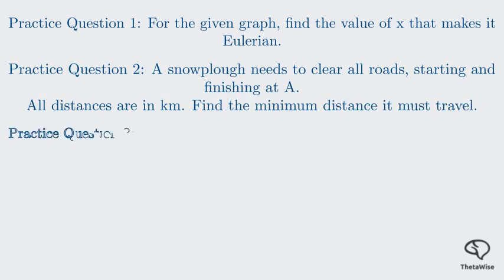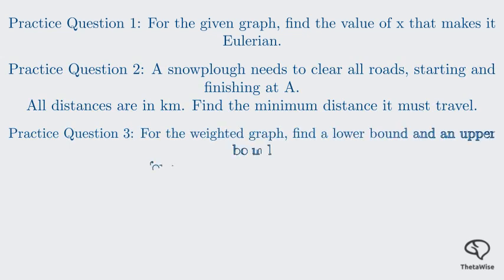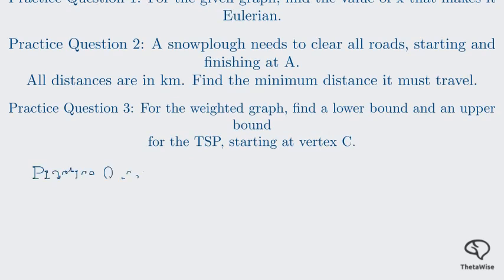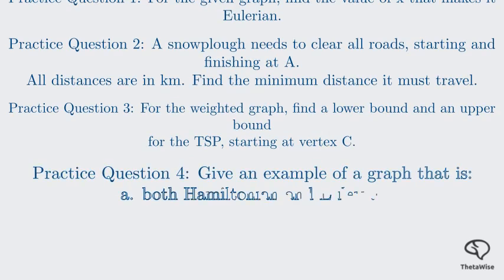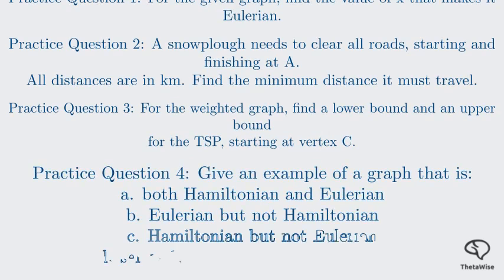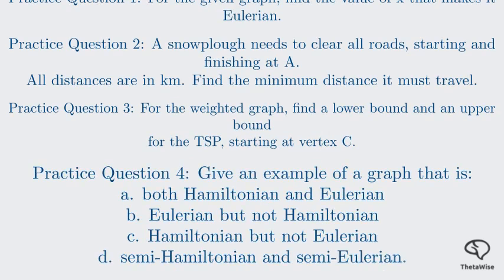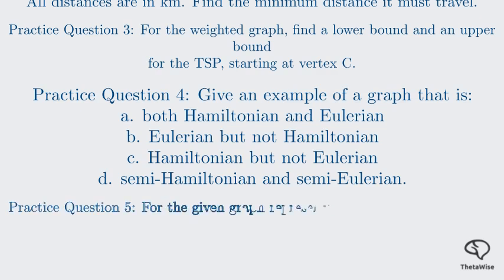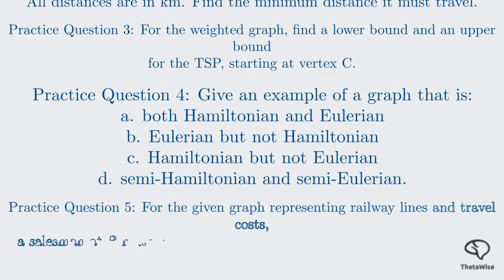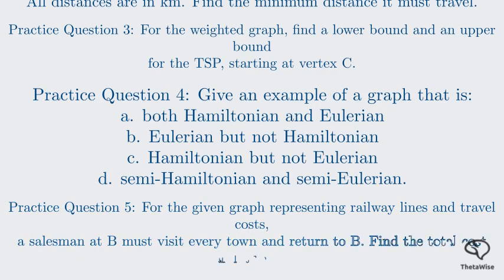Question 3 is a TSP. First, transform the graph. Second, apply the nearest neighbor and deleted vertex algorithms to find the bounds. Question 4 asks for both Eulerian and Hamiltonian characteristics. Make sure you know the difference. And finally, question 5 is another practical TSP. Again, you'll need to find shortest paths and apply the algorithms.